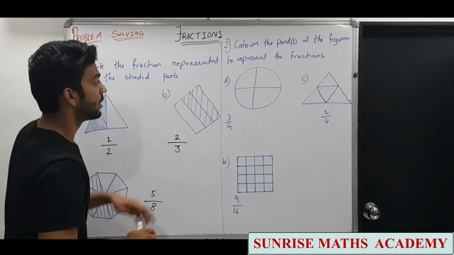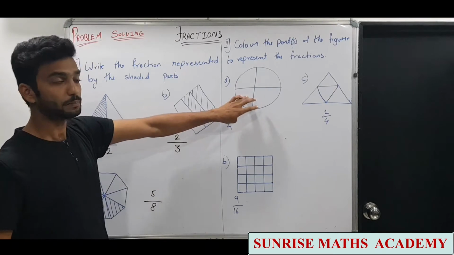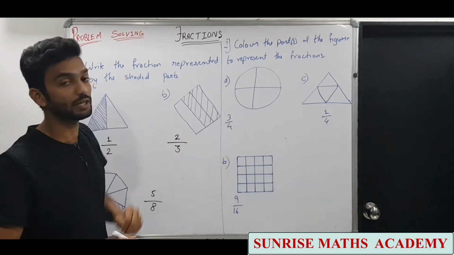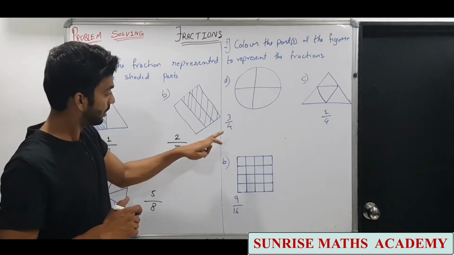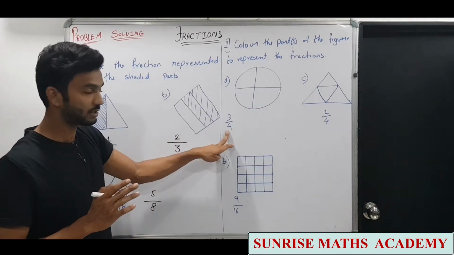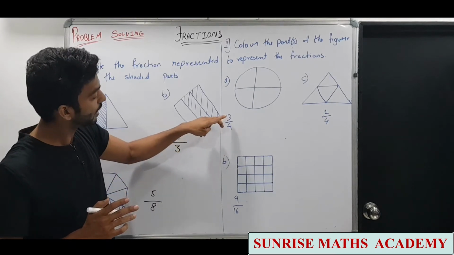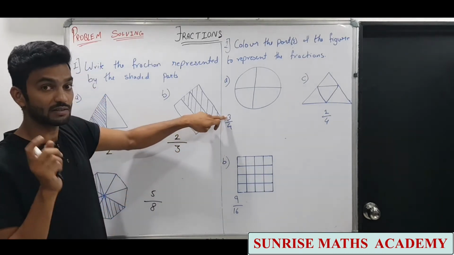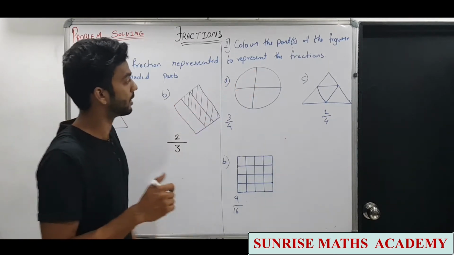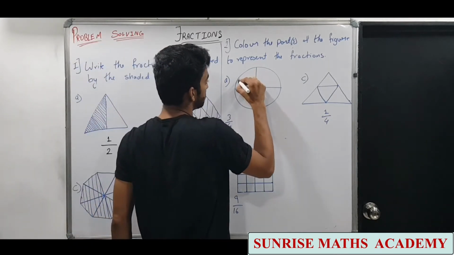And the second, figure is given, parts are also made and they have given the fraction. As per the fraction, we have to shade the parts. So first one, a circle is there, 4 parts are made. So denominator is 4. And from that we have to shade the number of parts that's in the numerator. 3 in the numerator, so we have to shade 3 parts. You can shade any 3 parts.